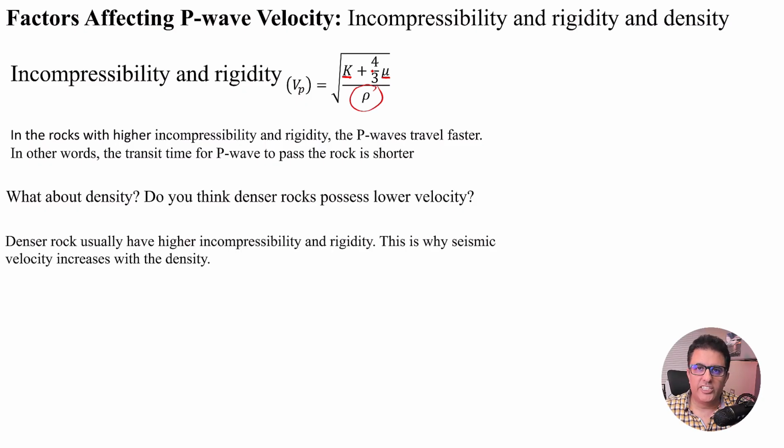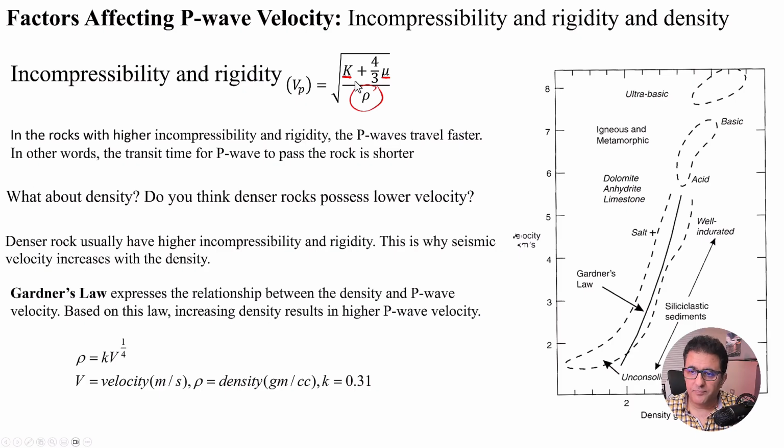Something that is tricky here is that usually denser rocks have much higher incompressibility and also rigidity. And that's the thing: although rho is the denominator here, higher incompressibility and rigidity somehow mitigate the effect of rho being the denominator. And indeed, there is a law, Gardner's law. What Gardner did, he collected different rock samples and then he measured their seismic velocity in the lab and also their density, and plotted these values against each other. And what he found was this curve.